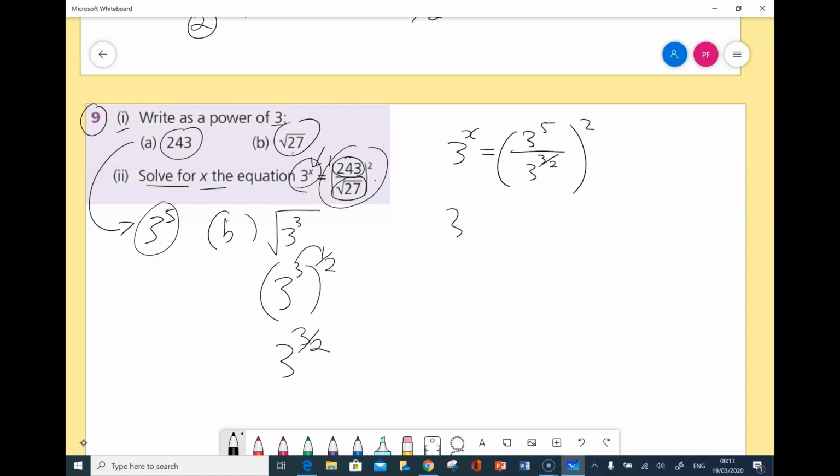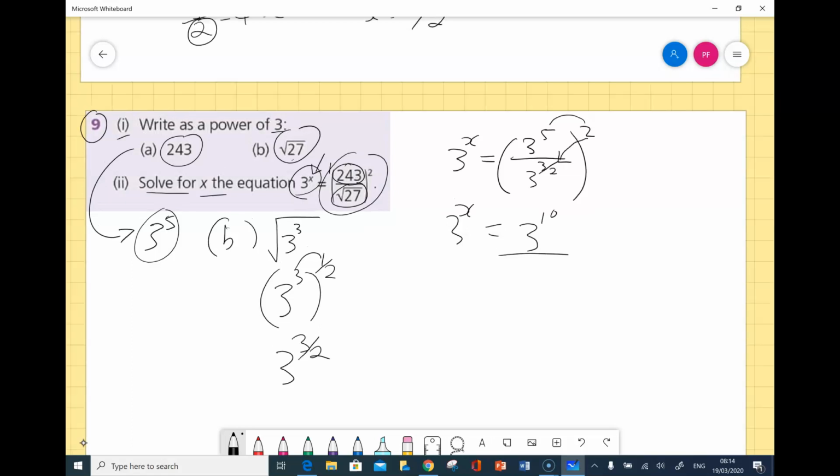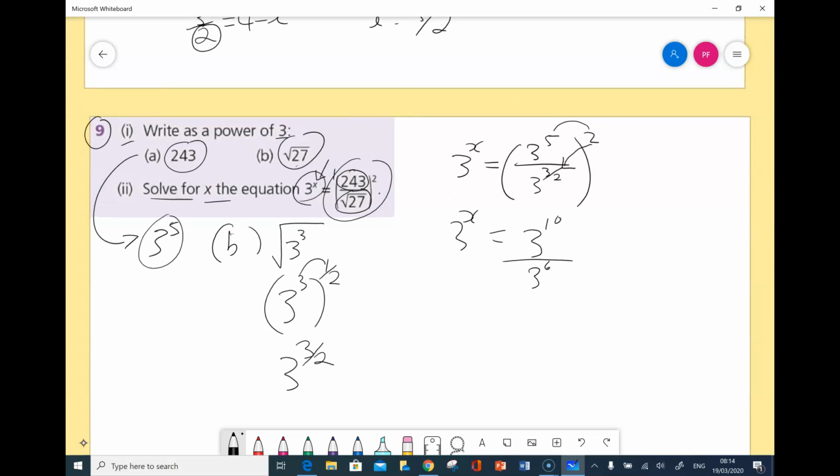Now remember, a square distributes across everything in the bracket. So when we have brackets and indices, it multiplies. So 2 times 5 is 10. But don't forget, it distributes across everything in there. So it's 3 to the power of 3 over 2, and this is 3 to the power of 6 over 2.